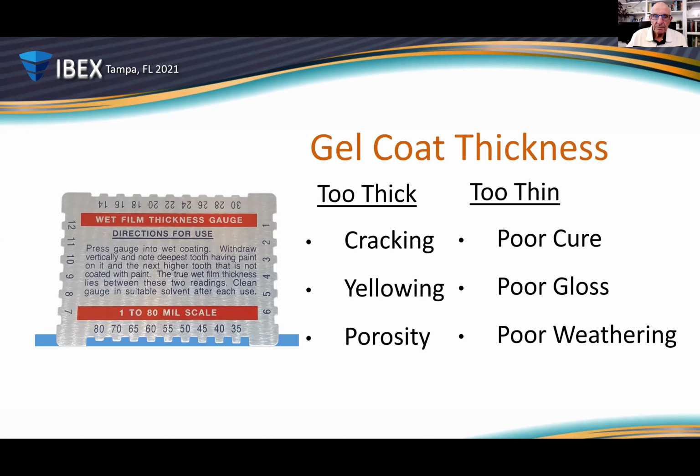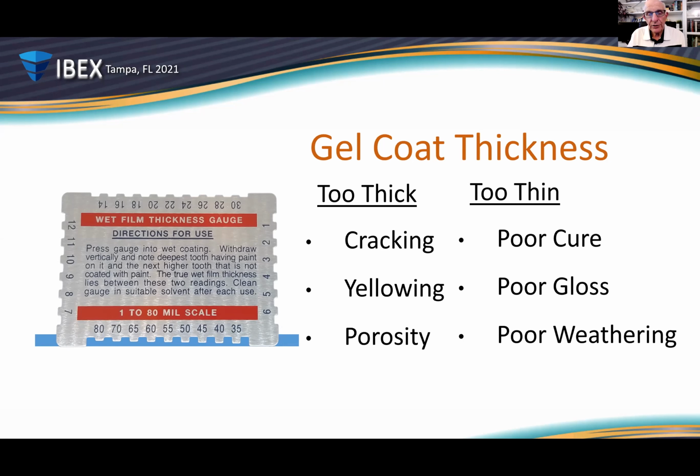Gel coat is at the place of maximum stress in the laminate structure, and gel coat is not reinforced. Gel coat has a lower fatigue strength than the underlying laminate does. Gel coat that's too thick also tends to yellow, and it also tends to produce more porosity than thinner gel coat does. All of those things are not good.